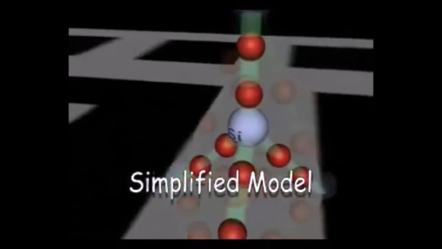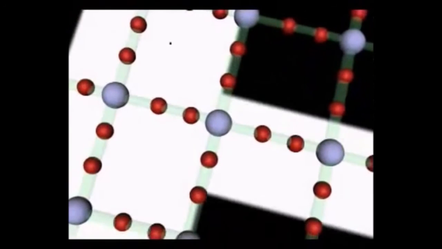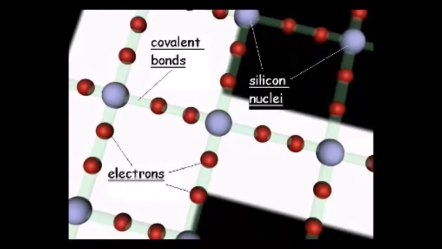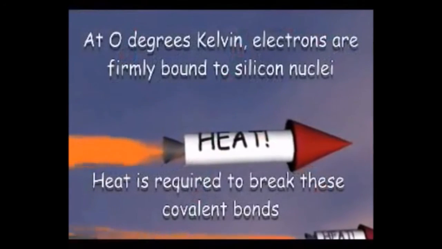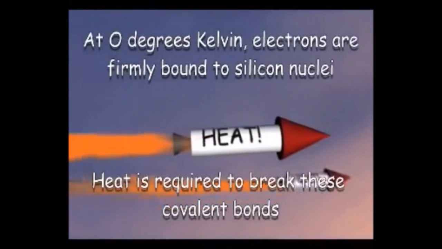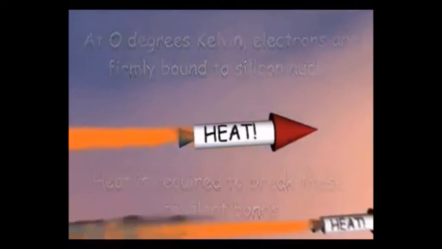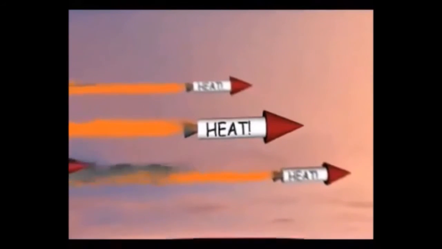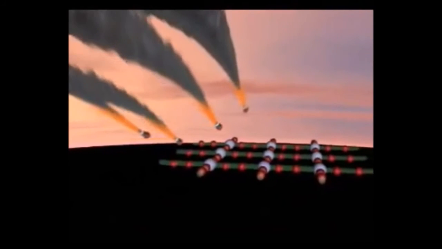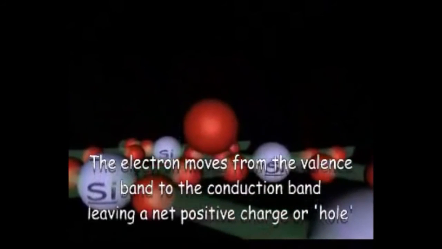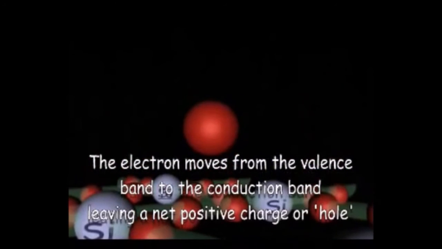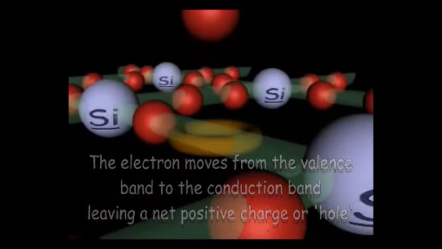Conduction in semiconductors. The model shows the structure of the crystal lattice in silicon. Silicon has 4 valence electrons in the outermost shell. At absolute 0 Kelvin, the electron is strongly bonded to the parent nucleus. However, when heat is supplied, the thermal energy may be greater than the bonding energy. Therefore, the bond breaks. The electron absorbs energy and moves from the valence band to the conduction band, leaving a net positive charge which is known as a hole.